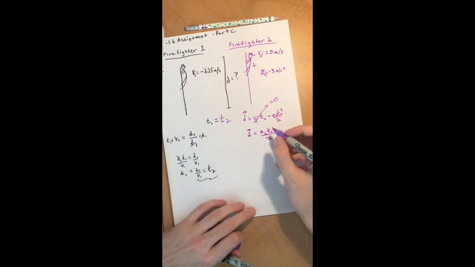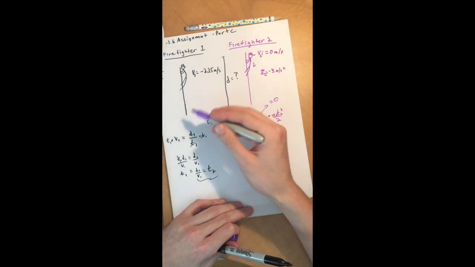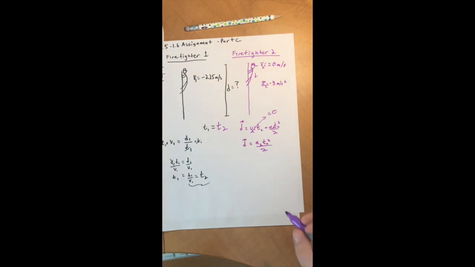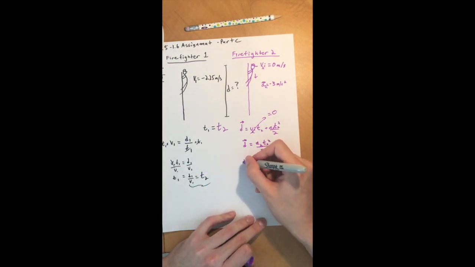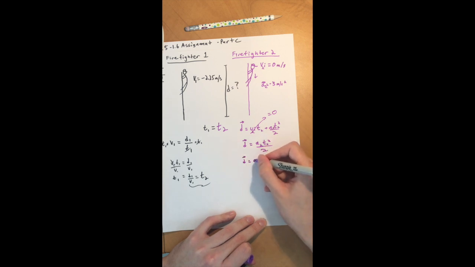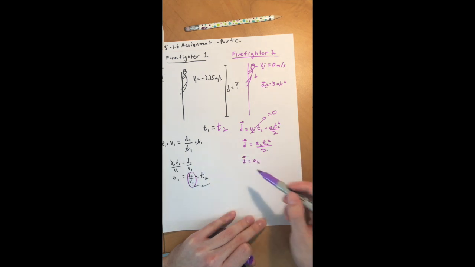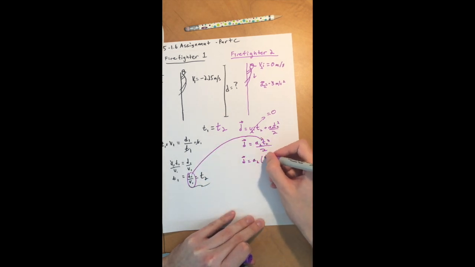But now look at what's just happened. T2 is D1 over V1. We found that out by analyzing Firefighter 1's motion, right? So what we can do now is plug that in here for T2. We can say D equals A2 T2, yes, but T2 is D1 over V1. So let's go ahead and stick that in there. Don't forget it's squared all over 2.